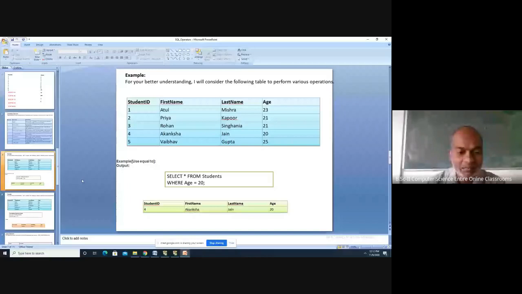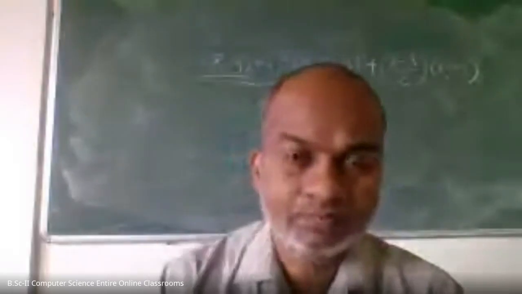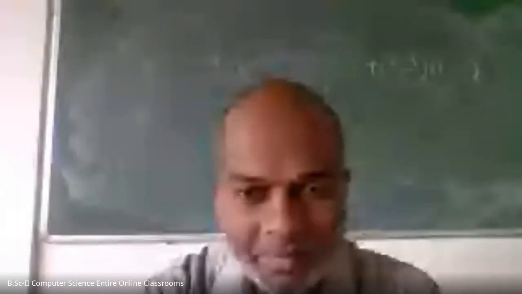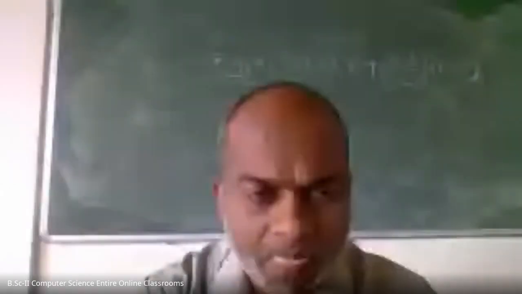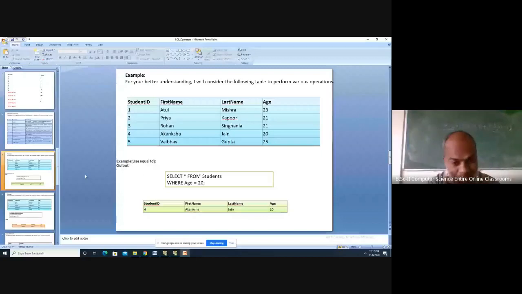Directly we go to the examples, as we discussed in the last few sections. For example, we have a database in front of you with student ID, first name, last name and age data. If we implement the equal to operator, how can we implement that operator? Select star from student where age is equal to 20. So here we use this operator with the where clause.